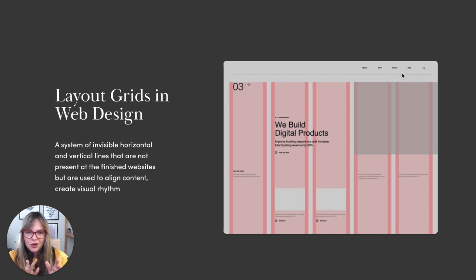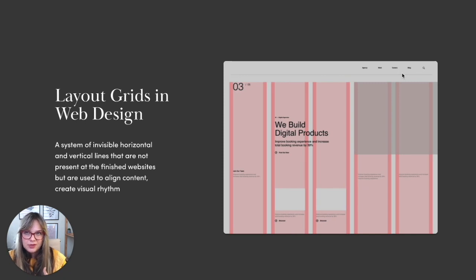What we're going to talk about right now has to do with composition. Composition is how we place elements on the page so that they look balanced, nothing sticks out, and we have enough white space. To help us build this composition, we use a layout grid. A layout grid is a system of invisible horizontal and vertical lines that are not present in the finished design, but we place all the elements around this grid.